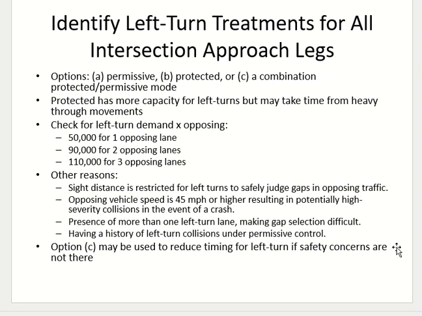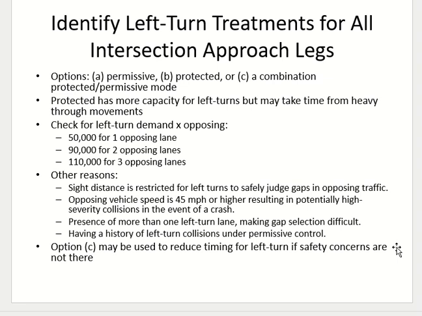Anyways, for protected and permissive, we have some values. For example, if you do the left turn, multiply by the opposing. If I'm taking the left turn from the eastbound direction, my opposing is from the westbound direction. So left into the opposing. If the product is more than 50,000 with one opposing lane, the left turning should be protected.